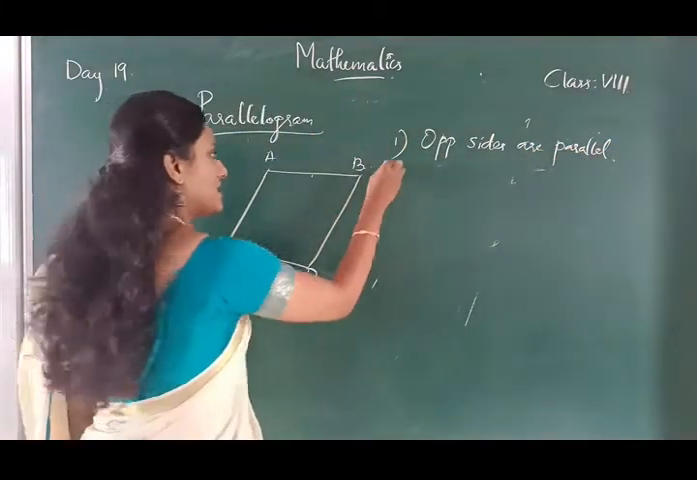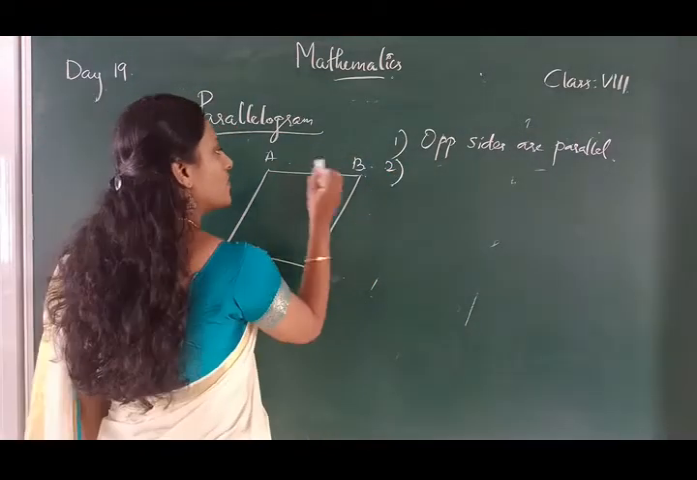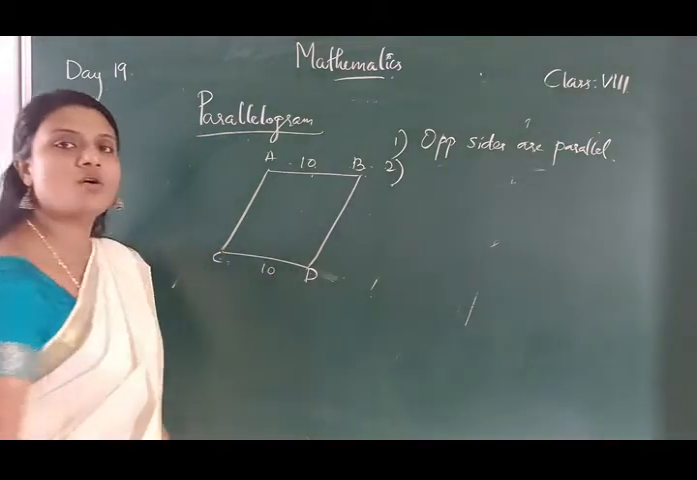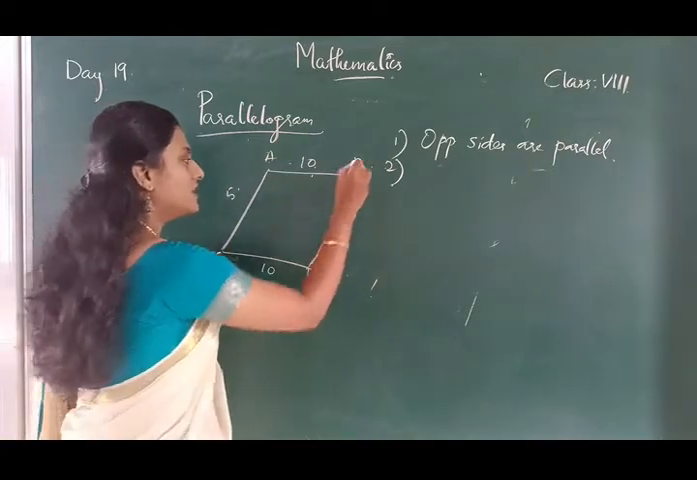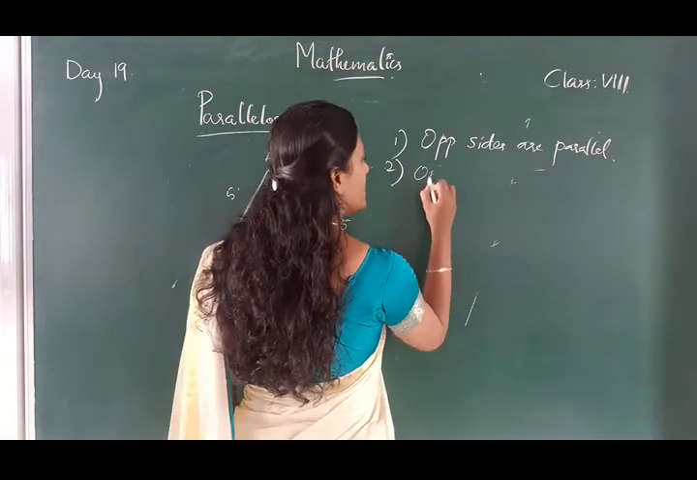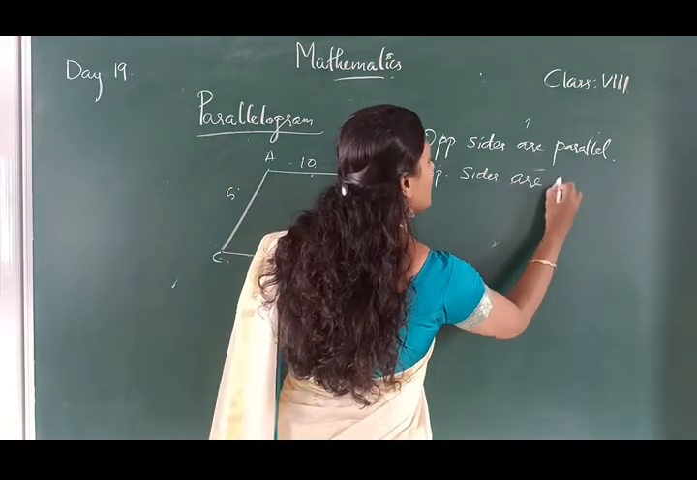Okay. Next, the second property, the opposite sides are equal. Suppose AB is 10 centimeter, then CD is also 10 centimeter. If AC is 5 centimeter, then BD is 5 centimeter. So the second property is opposite sides are equal.